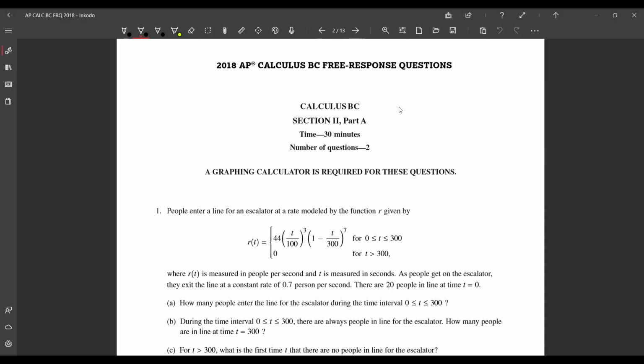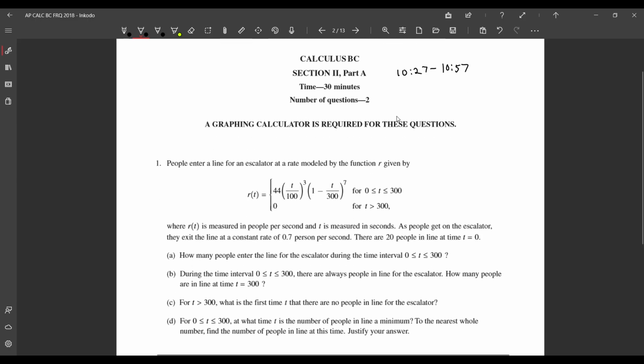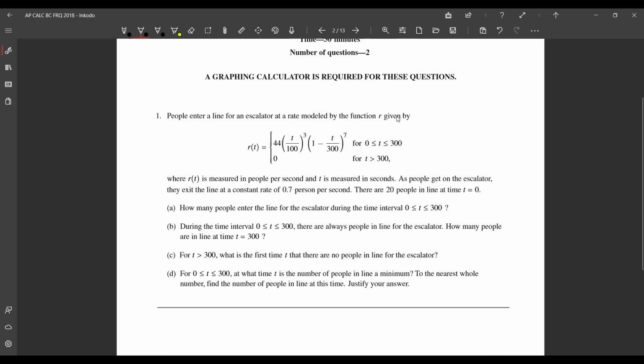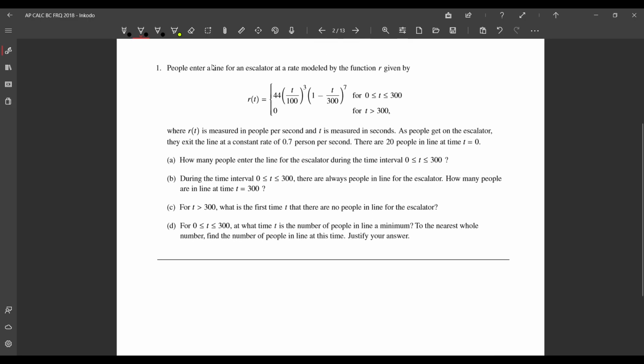So we're going to start off. The first section, we have 30 minutes, so it's on my end 10:27. So I'll have until 10:57. And there is a graphing calculator. I don't have a way of showing it, but I have a graphing calculator.